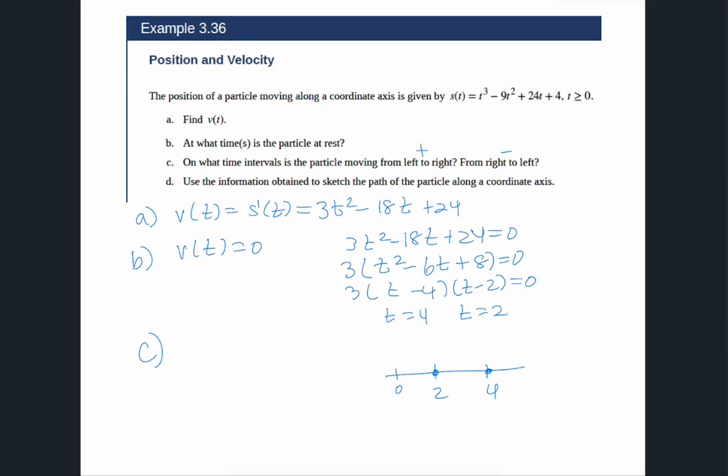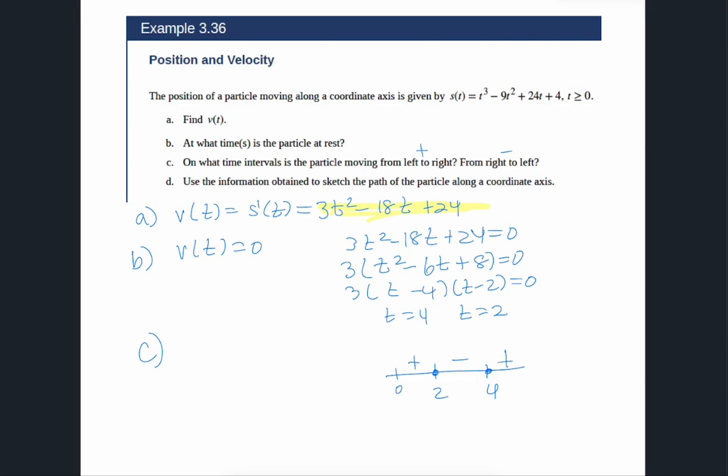So let's plug in some tester values, and we're plugging them into our first derivative, this velocity equation. If I plug in 0, I get 24. That's positive. So initially, we are going in the positive direction. We are going from left to right. Now let's plug in 3 into our velocity. If we plug in 3, we get 27 minus 18 times 3 plus 24, which is negative 3. We're going in the negative direction. And then for anything after 4, let's plug in 5. 3 times 25 minus 18 times 5 plus 24 is 9.